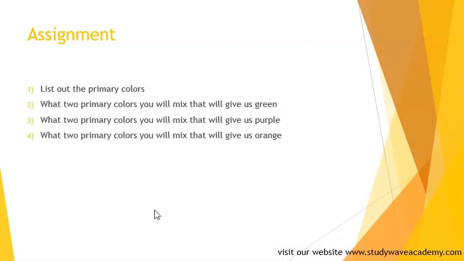Number 3, write two primary colors you will mix that will give us purple. So you have to write out two primary colors that when you mix them together, they will give you purple. And you have to also write out what two primary colors you will mix together to give us orange. We did all that in our lesson, right? Yes, we did. So I hope you enjoyed today's lesson about colors and you understood the different types of colors we have. The primary, secondary colors, right? Good. Okay.